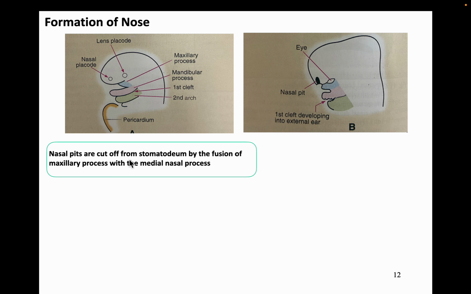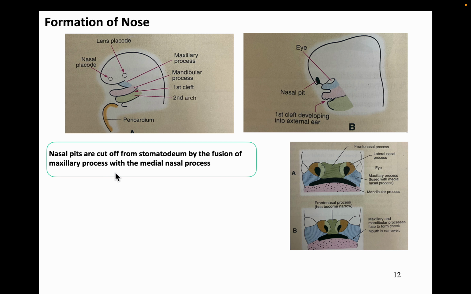So nasal pits are cut off from the stomatodeum by the fusion of the maxillary process with the medial nasal process. We know this diagram from that lecture. Once the medial and lateral nasal processes fuse with each other, these nasal pits are cut off from the stomatodeum. Initially they have communication with the stomatodeum.